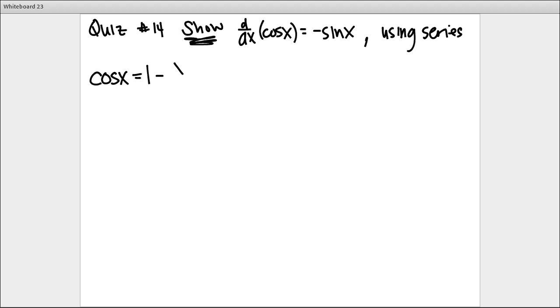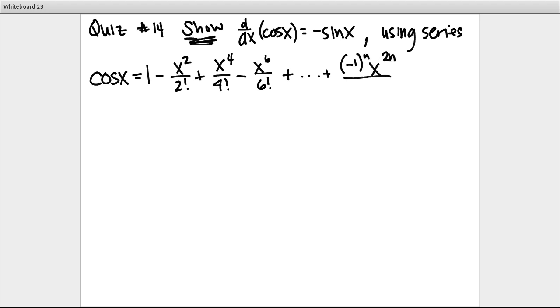So what I'm going to do is start with cosine of x. What's the power series for cosine of x? It's 1 minus x squared over 2 factorial plus x to the 4th over 4 factorial minus x to the 6th over 6 factorial, and then I'll stop there and go plus dot dot dot. What's the general term? It's negative 1 to the nth power times x to the 2n all over 2n factorial. And obviously it keeps on going like that.